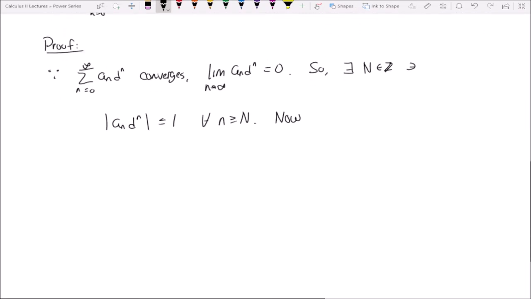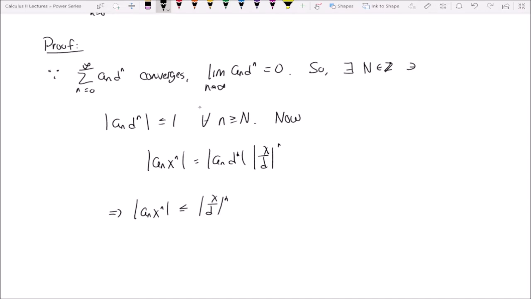Now notice what we have. The absolute value of a sub n x to the n is equal to the absolute value of a sub n d to the n times the absolute value of x over d to the n. Which means that this absolute value is less than or equal to the absolute value of x over d to the n for all n greater than or equal to big N.